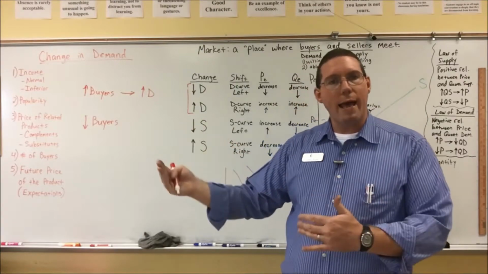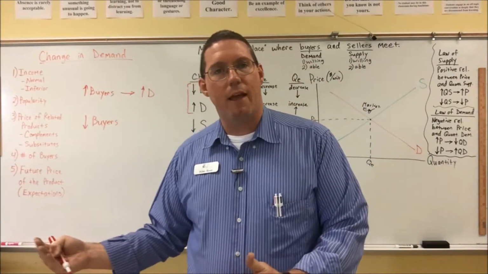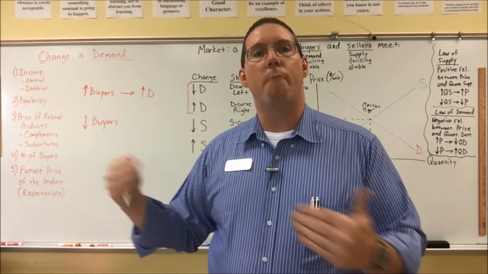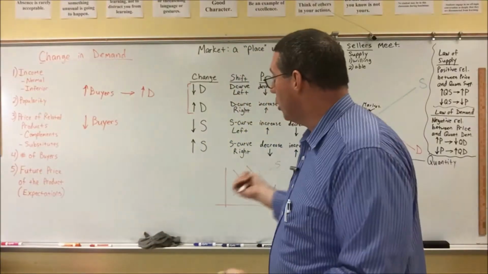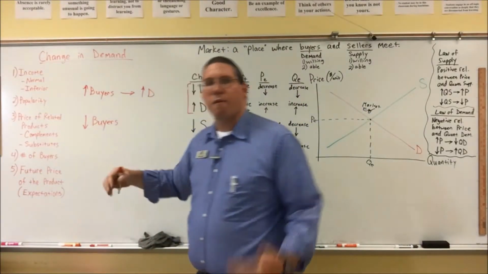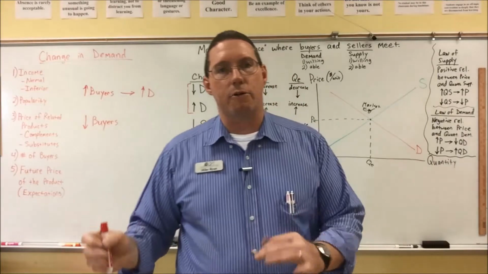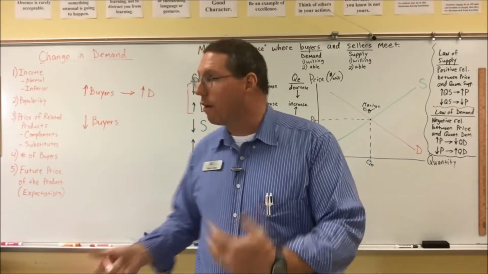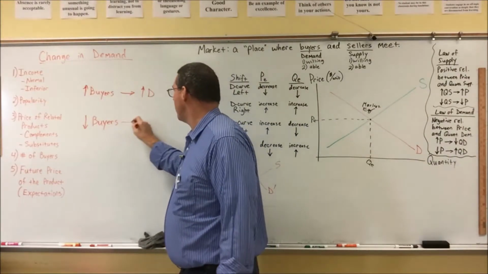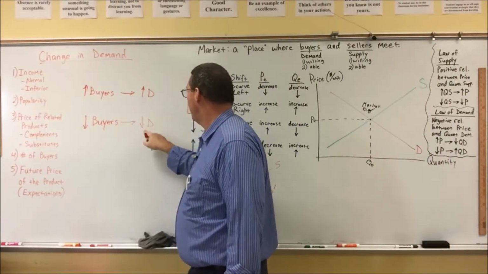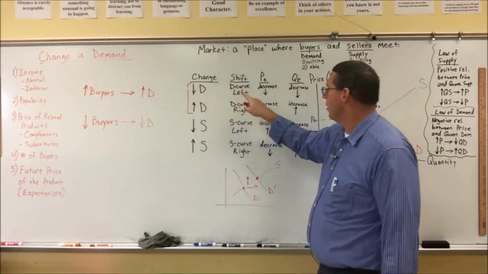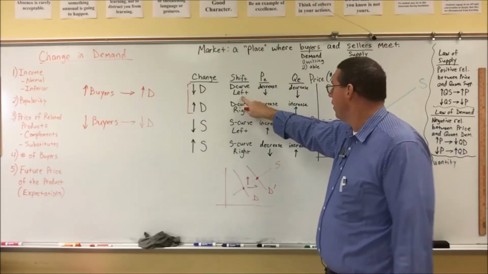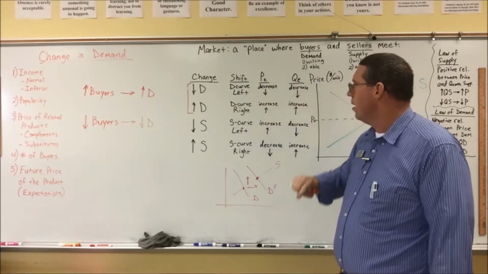And when they move away, if there are fewer people in the area, that means there's fewer people to buy in that market. And because there are fewer buyers, there are fewer people to be demanders. There are fewer people who can be willing and able to buy. Therefore, fewer buyers means a decrease in demand. A decrease in demand results in a left shift of the demand curve, a decrease in equilibrium price, and a decrease in equilibrium quantity.